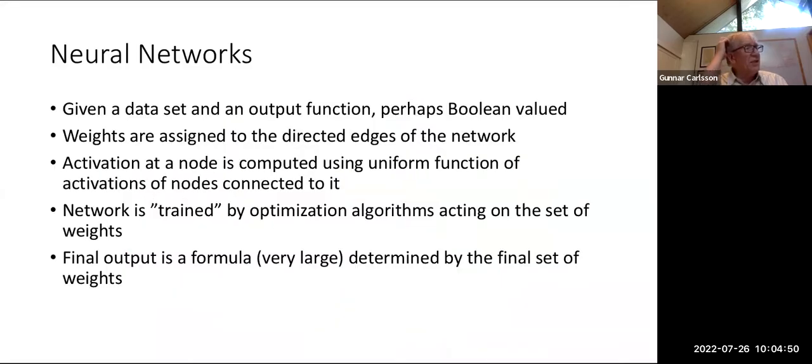The activation at a node is computed using a uniform symmetric function of the activations of the nodes connected to it. And the network is trained by optimization algorithms acting on a set of weights. So the final output becomes a formula of sorts, but very, very large, and its coefficients, if you like, are all these weights, which describe all these different connections between edges in the graph.